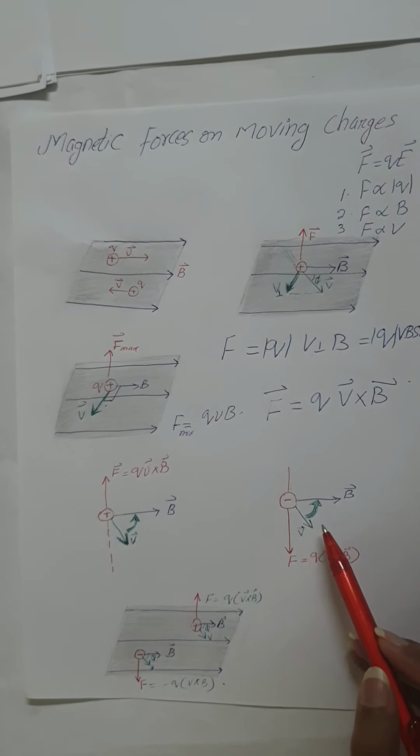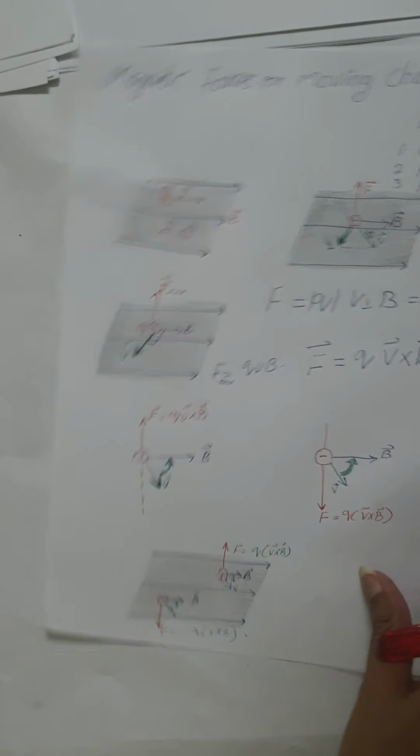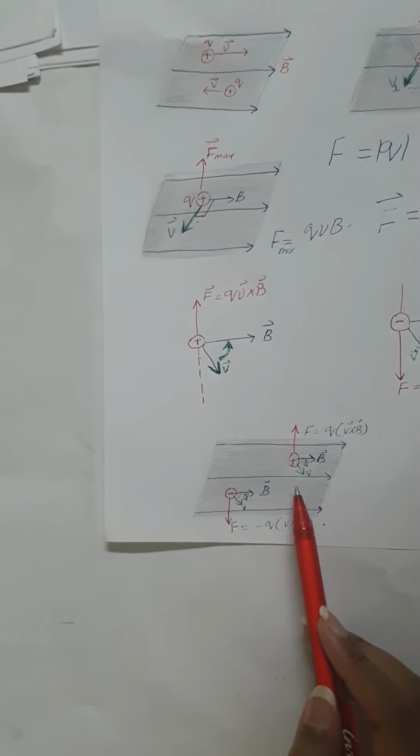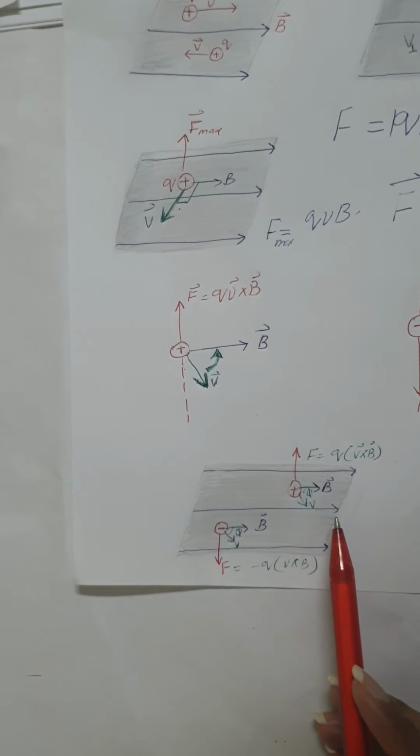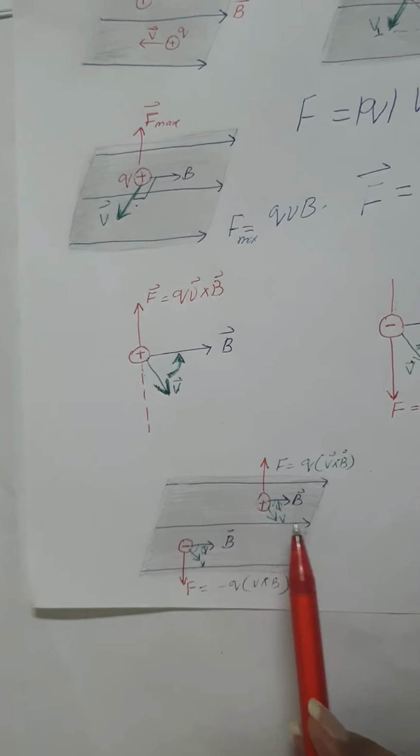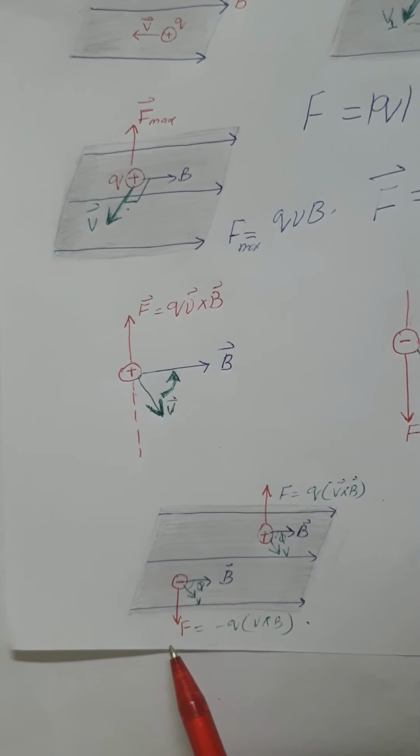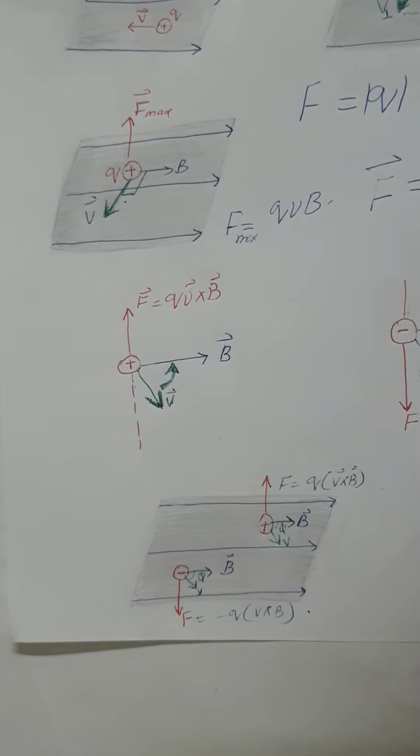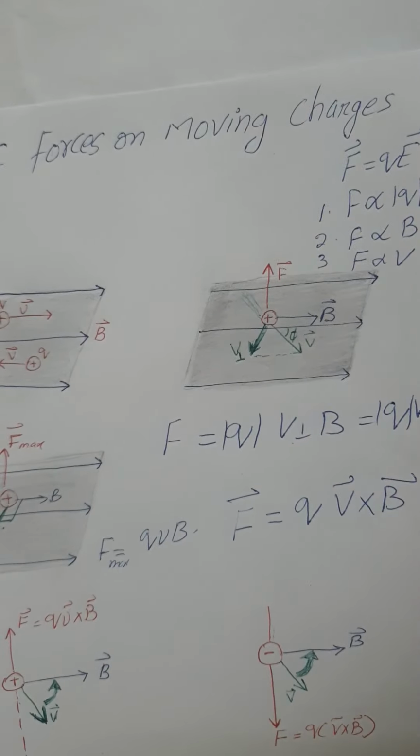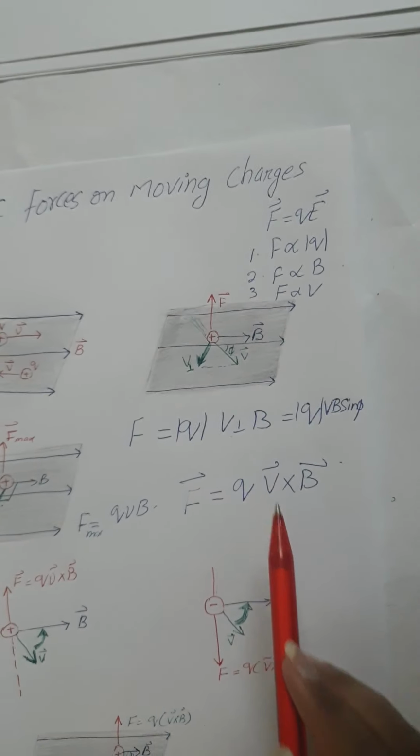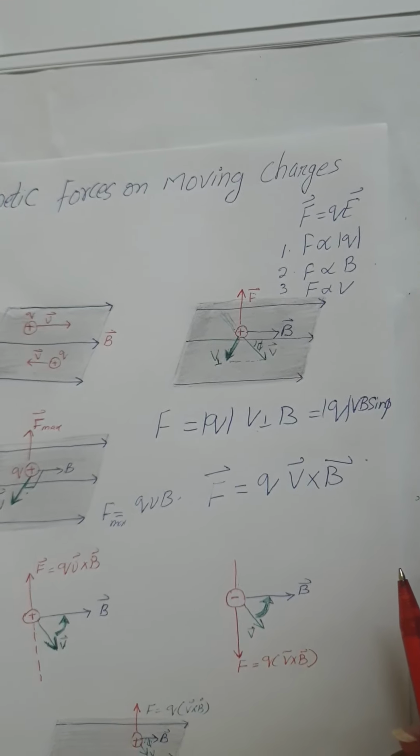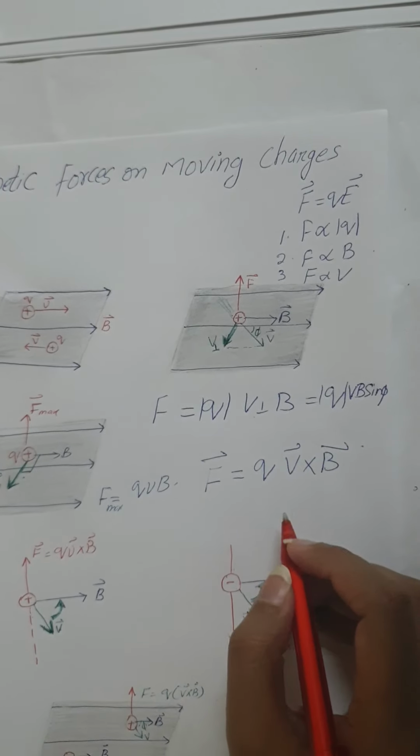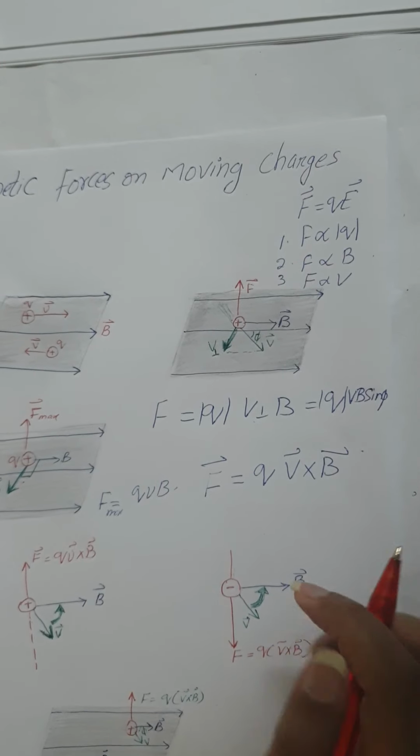If two charges with equal and opposite signs move in the same magnetic field with the same velocity, then the forces have equal magnitude and opposite directions. So this equation gives the magnitude of the magnetic force in a different but equivalent way.